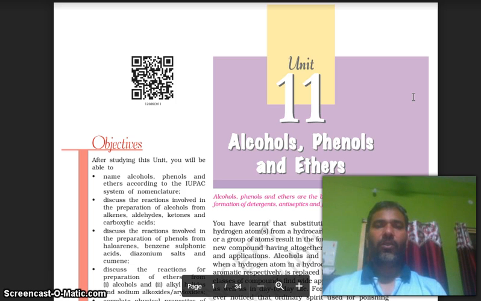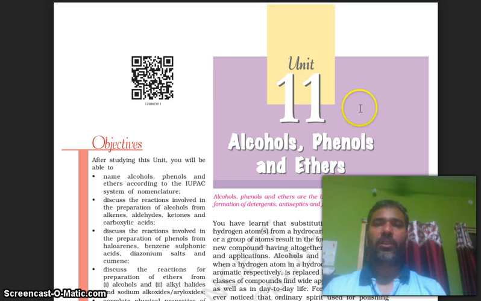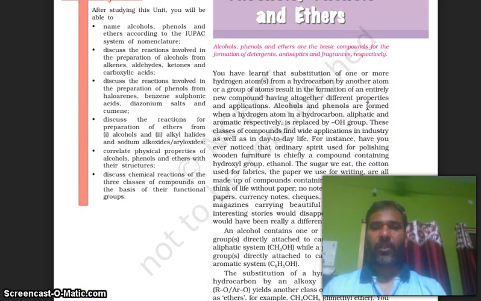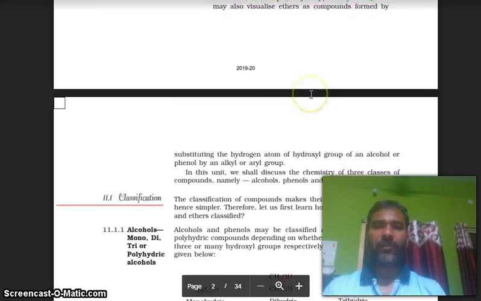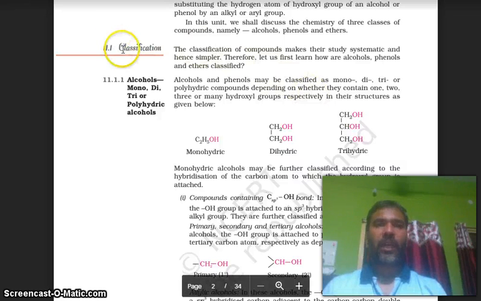Today in this video, I am going to talk about alcohols, phenols and ethers. This is NCERT book unit 11. So you read this passage, a lot of information here. Let's come directly to classifications.